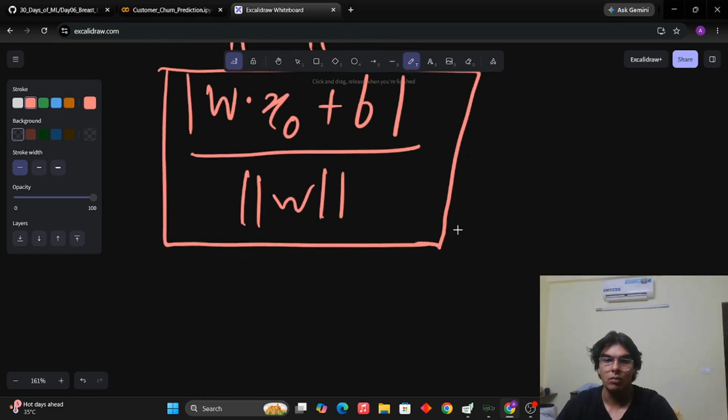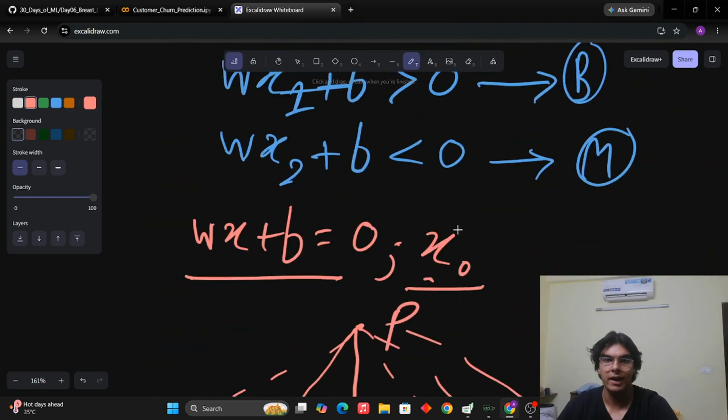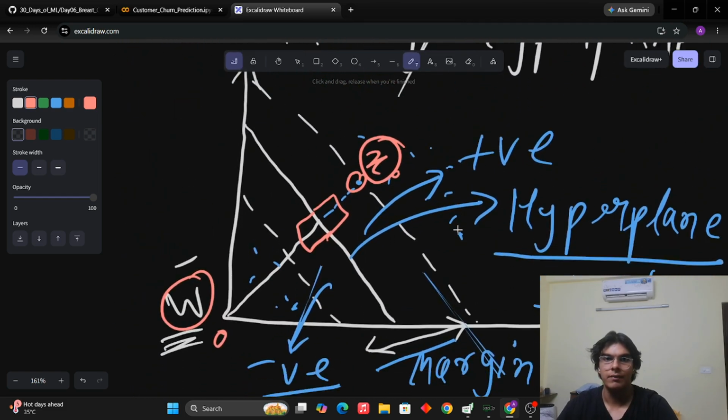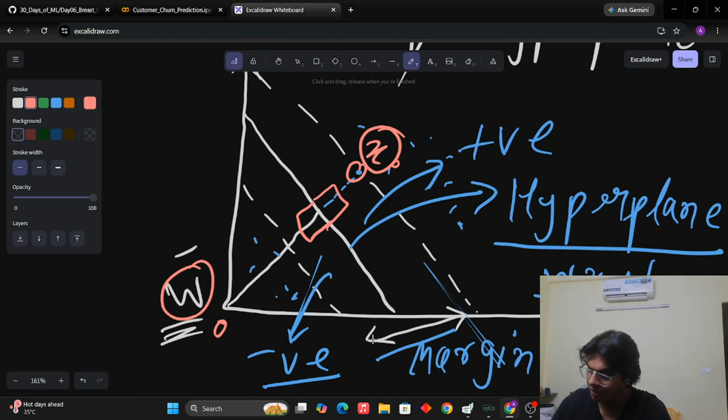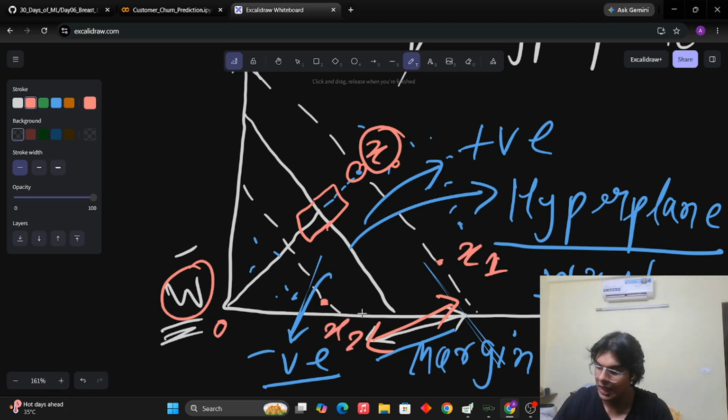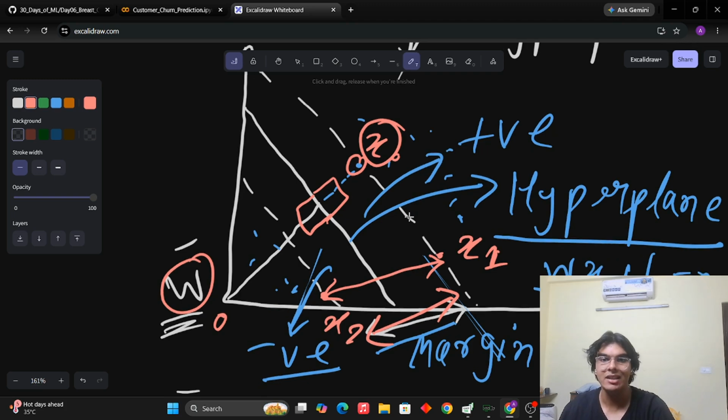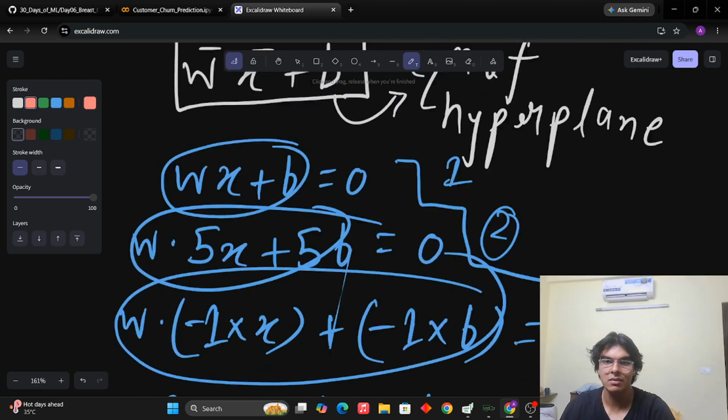Okay, so moving forward, if I take the diagram again, since we need the margin distance, can we say that to calculate the margin distance, we calculate the distance between, let's say, a point x1 here and some point x2 here, and if we try to maximize this distance, that will be our answer? Can we say that? Yes, that is exactly what we are going to try and do. So for that, we take the equation of both the lines.